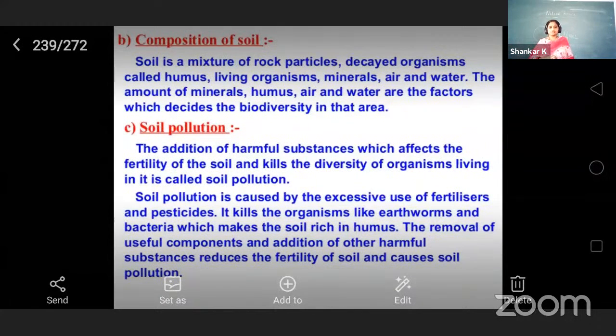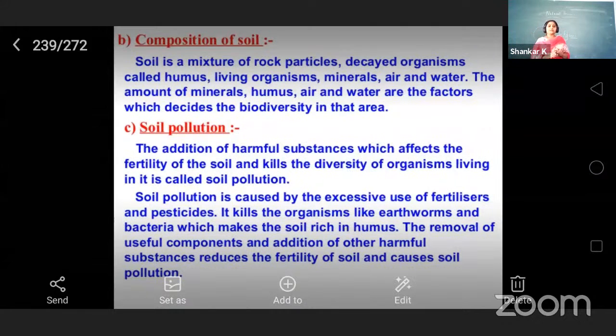For example, leaves of the trees or plants, which are decayed. So they float in the upper part of the water. And there are living organisms and minerals. So soil is a mixture of all these things.